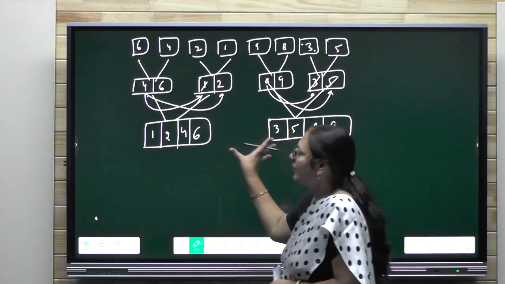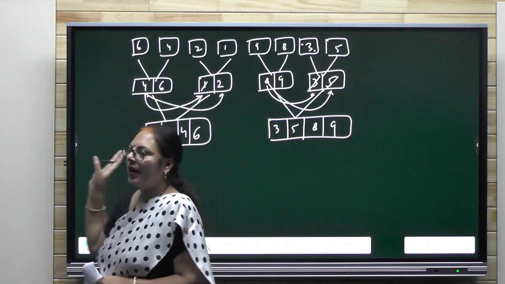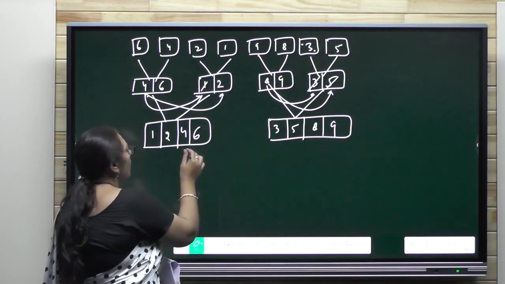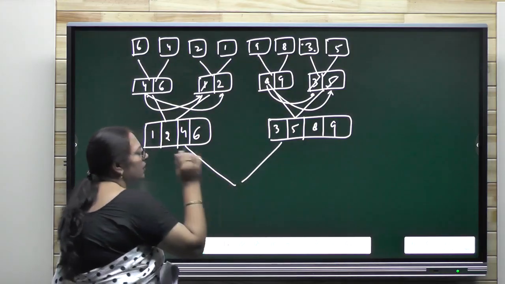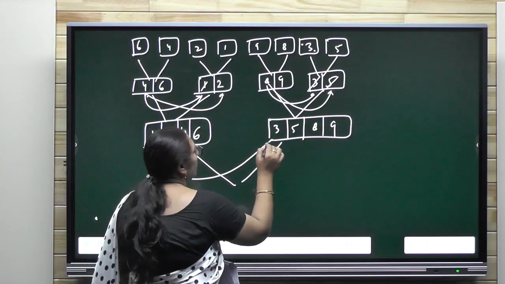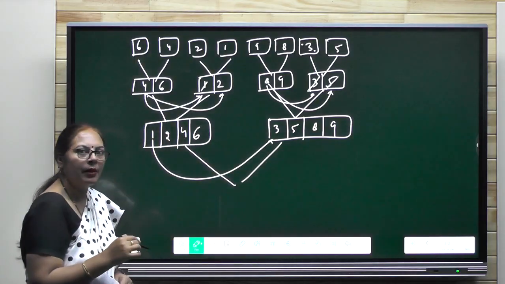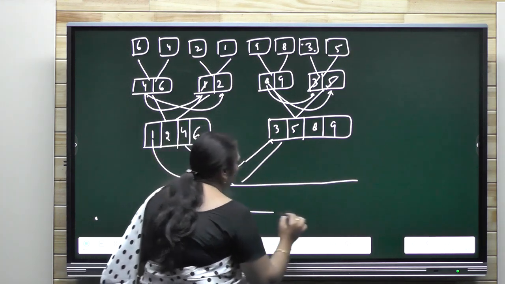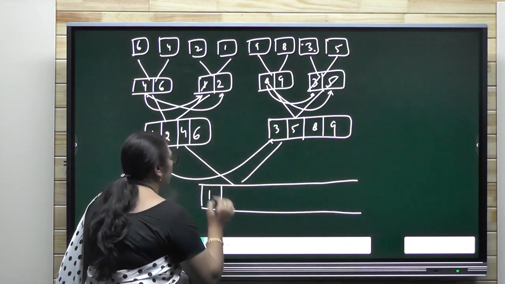So now we have two sub-arrays, and remember these sub-arrays are already sorted inside. Now we are going to merge these two. The same process we will apply. The first element will be compared with the first element of the second sub-array. 1 is less than 3. That means in the resultant array, 1 will come at the first position.